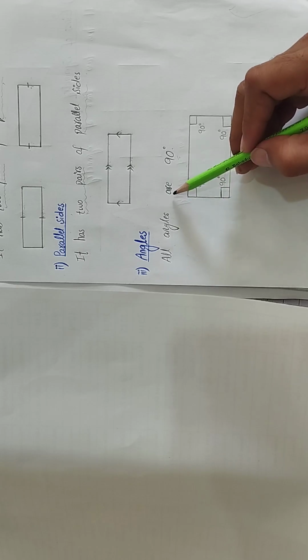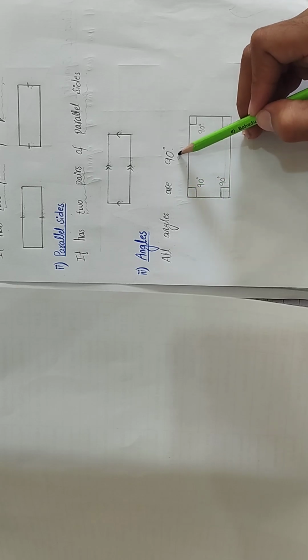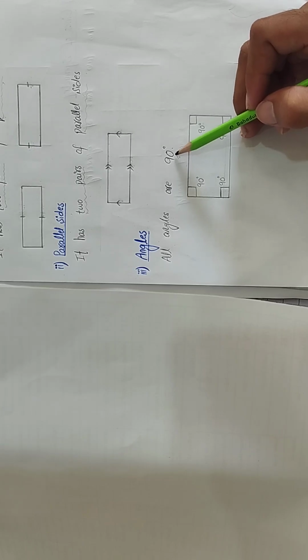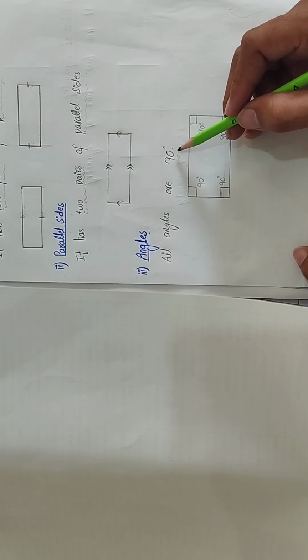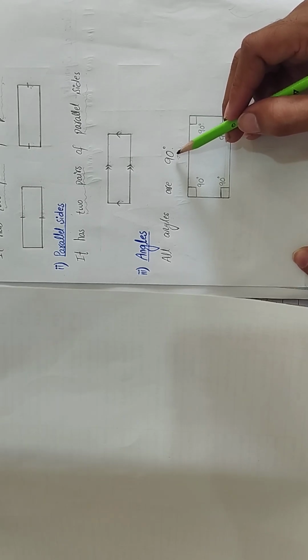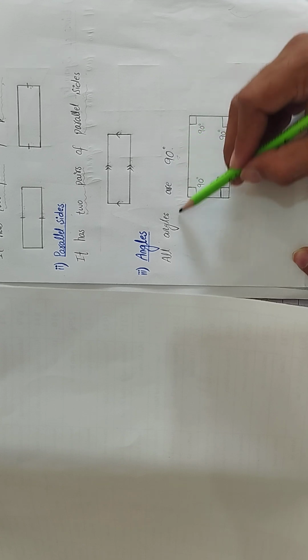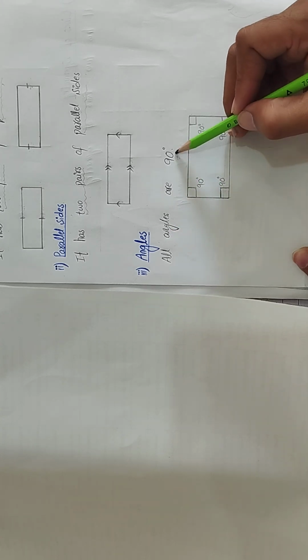All the angles in a rectangle are 90 degrees, just like a square shape. If you remember that we have discussed the properties of a square. In a square, all the angles are 90 degrees. So the same holds for a rectangle. All the angles are 90 degrees.